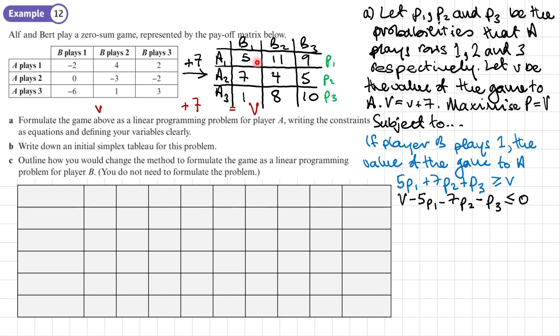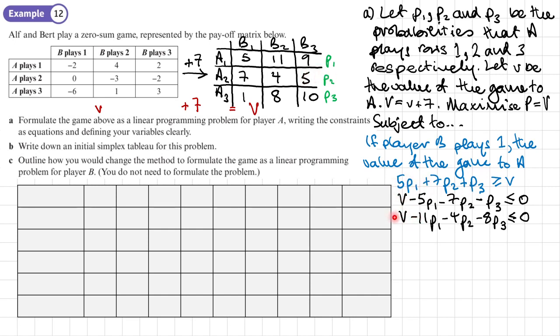So let's think about it first. The next one, if B plays 2, the value of the game to A will be 11p1 plus 4p2 plus 8p3 is greater than or equal to V. So when we rearrange that, we'll have V minus 11p1 minus 4p2 minus 8p3 is less than or equal to 0. You can write out in this form first if you prefer, and then rearrange it, or you can just do it in your head.